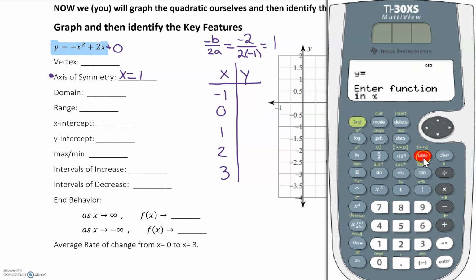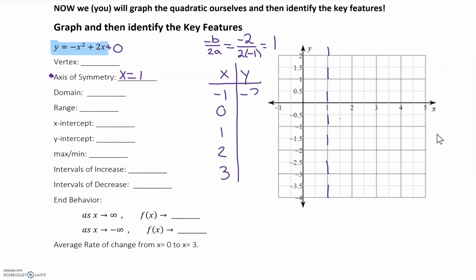and we're going to do table, and we're going to type in our function negative x squared plus 2x, and then when we hit enter, we're going to tell it we want the table to start at negative 1 and step by 1, and go ahead and hit OK. And we find out when x is negative 1, y is negative 3, when x is 0, y is 0, when x is 1, y is 1, when x is 2, y is 0, and when x is 3, y is negative 3. So I'm going to fill those in. Negative 3, 0, 1, 0, negative 3.